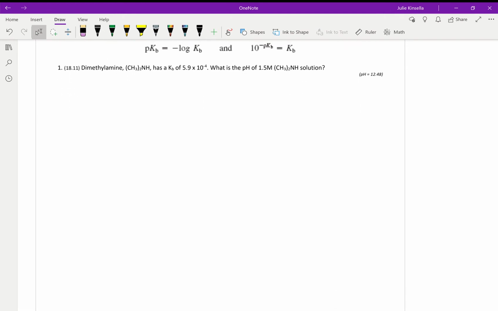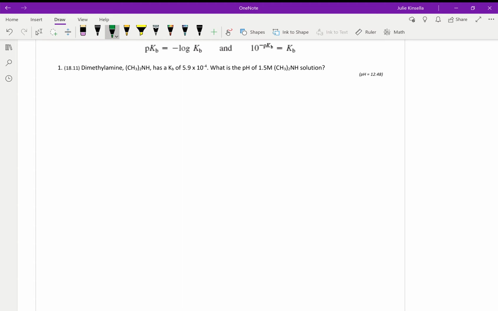So in this first question, we have dimethylamine. You're going to see a lot of amines, that has that nitrogen in the compound. It has that lone pair, which allows it to attract and ionize that hydrogen from water in order to make the covalent bond. So it gives us the Kb and it asks us for a pH of 1.5 molar of that dimethylamine.